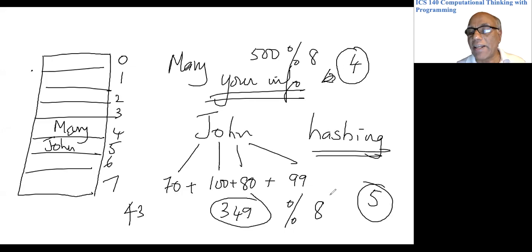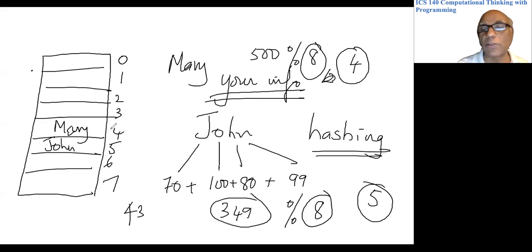So we are doing a mod with 8 so that we will get a number between 0 and 7. The remainder will always be between 0 and 7. Of course, more than one person could be stored in the same place. There are ways of accommodating more than one person, but we are not going to get into all that.